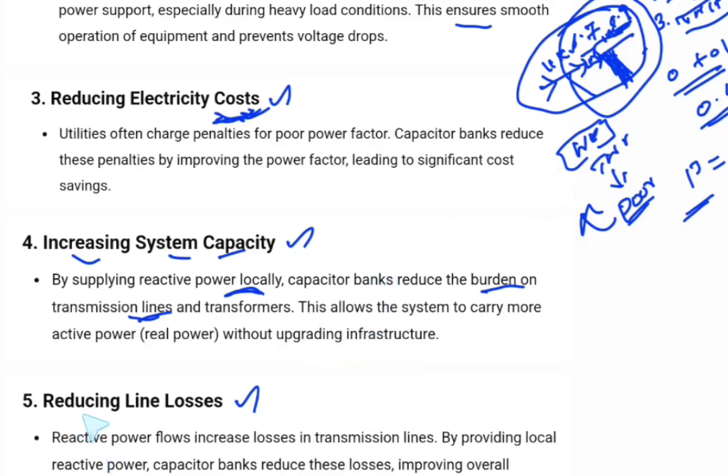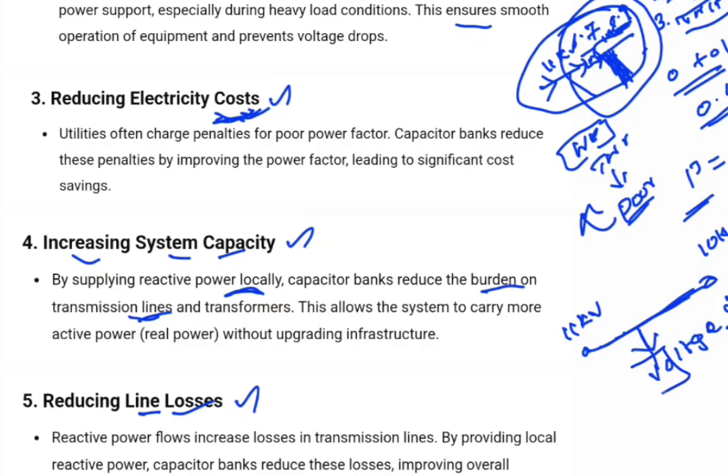Okay. So fifth one, reducing line losses. Whenever the power comes from here to here, 11 kV, it comes to 10 kV because of the transmission line voltage drop. Reactive power flow increases losses in the transmission line, and by providing local reactive power, the capacitor bank reduces these losses. So whenever we connect the capacitor bank here, it reduces the losses in the transmission line and improves overall system efficiency.